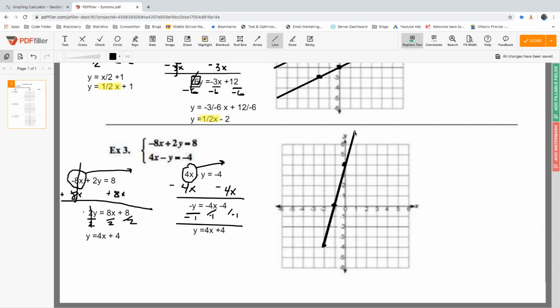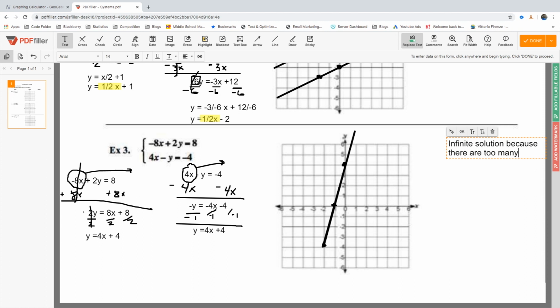What you should notice is that I have 2 lines that are exactly the same. When that happens, we're looking at infinite solutions, because there are too many solutions. In other words, they have a lot in common.